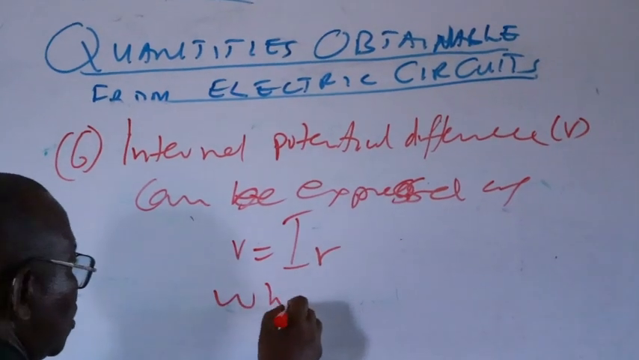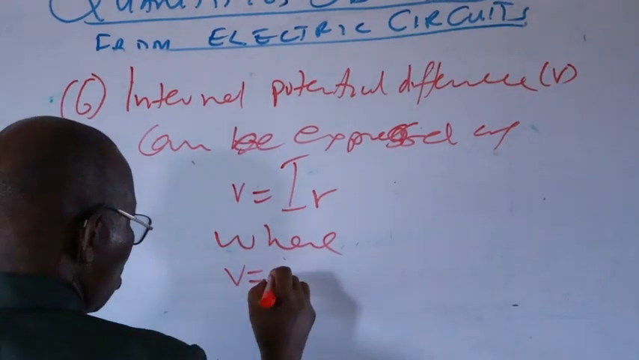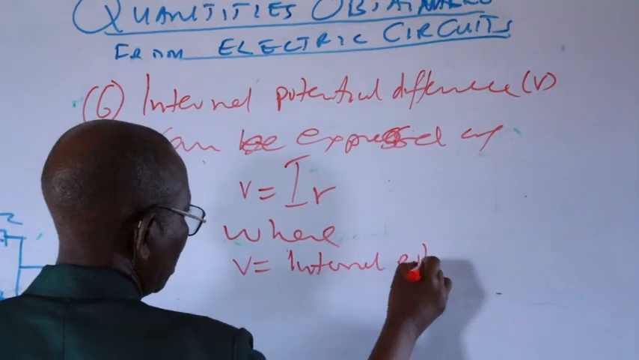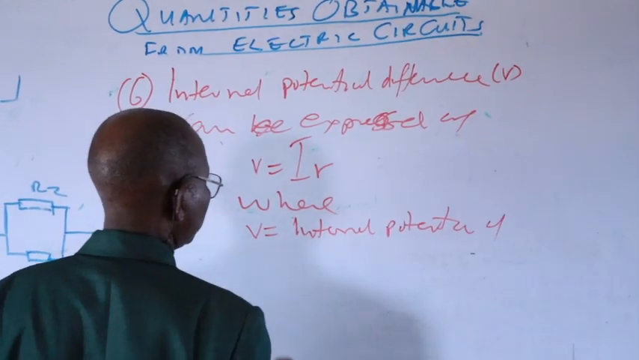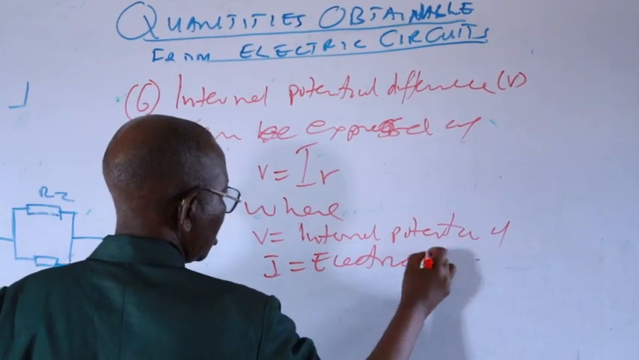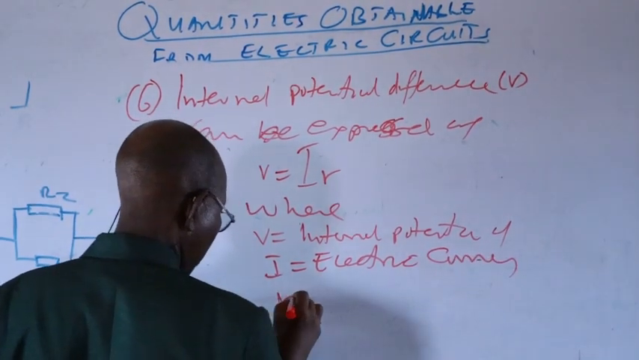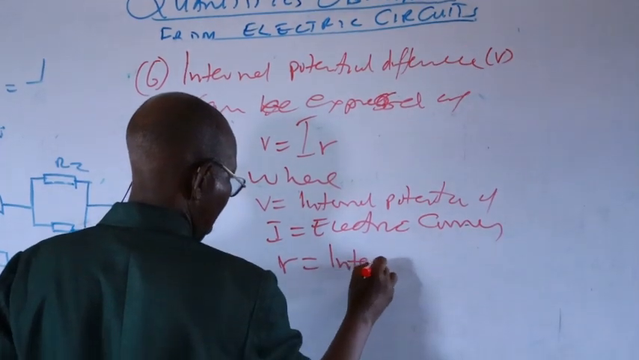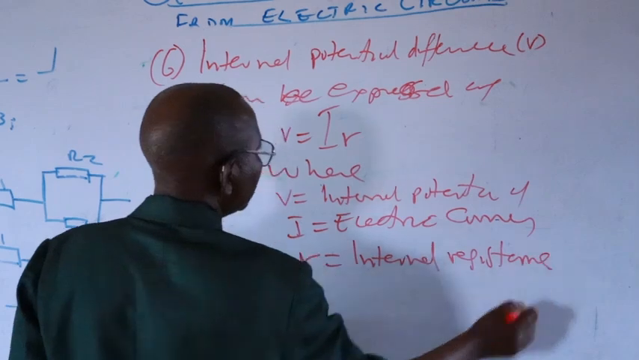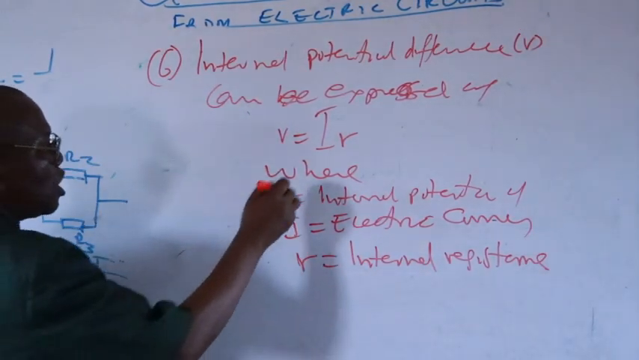Of course, where small v equals internal potential difference, I is electric current, and r is internal resistance. Internal resistance. This is expression 1.